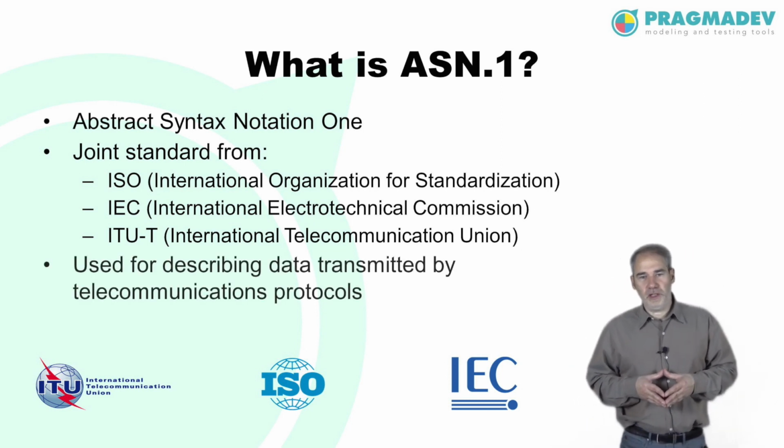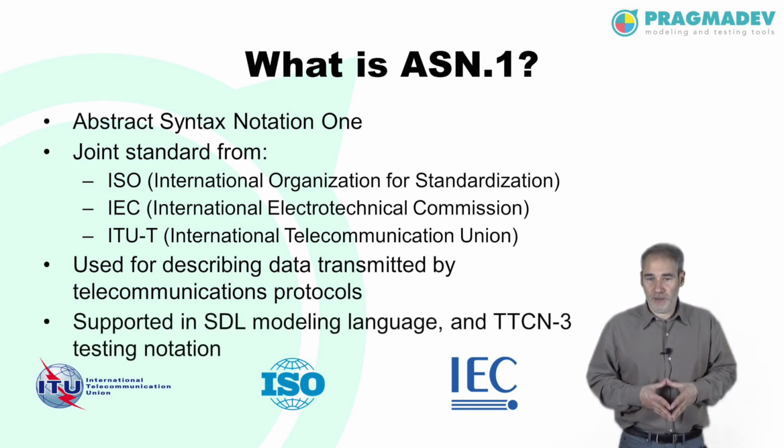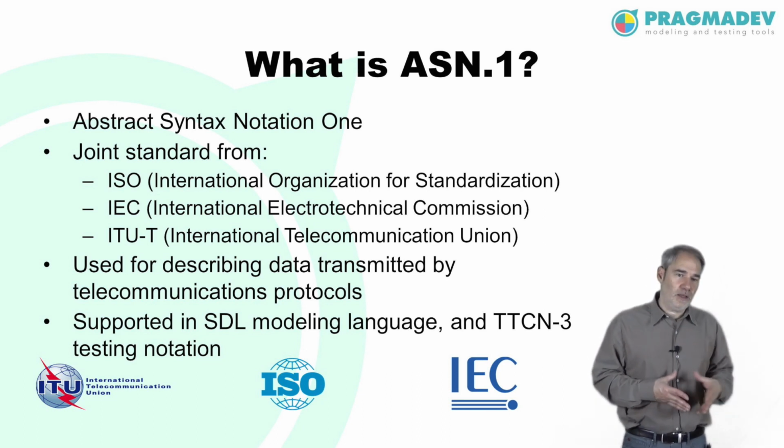ASN.1 was originally used to describe data transmitted by telecommunication protocols. And the data types described in ASN.1 can be translated to an implementation language such as C or C++, or they can directly be used in other languages such as SDL for modeling and TTCN3 for testing.